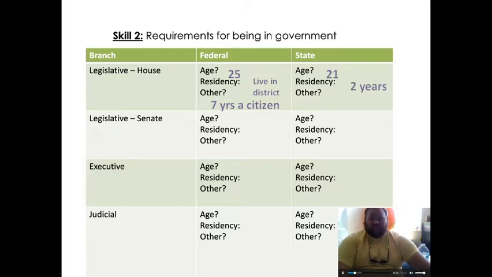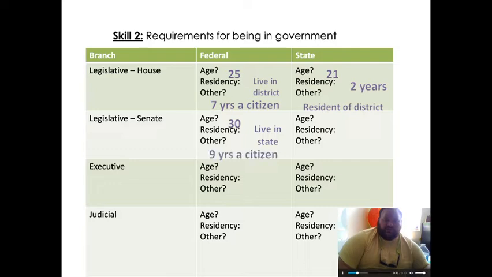In the state of Florida, you must be 21. You must live in the state of Florida for 2 years, and you must be a resident of the district you represent. To be in the Senate at the federal level, you need to be 30 years old. You must live in the state you represent, and you must be a citizen for 9 years.